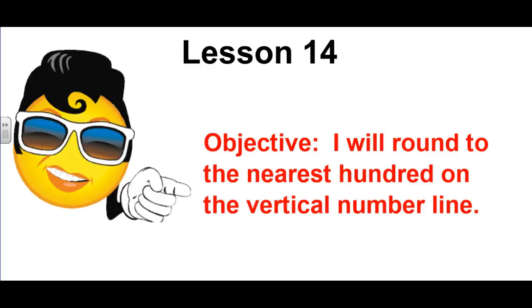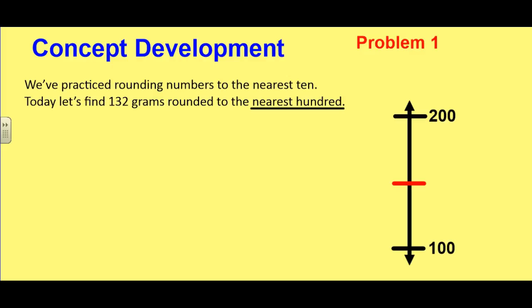Okay, so for lesson 14, we're going to round to the nearest hundred on a vertical number line. So we're moving from rounding to the nearest 10 to rounding to the nearest hundred. Okay, so first problem that we're working with is finding 132 and rounding that to the nearest hundred. So the number line's already been partially done, and this one you don't have to draw on your piece of paper. This one you can watch me do.